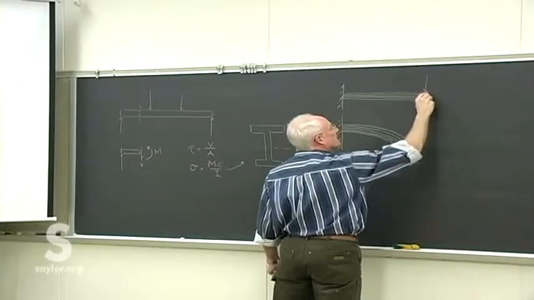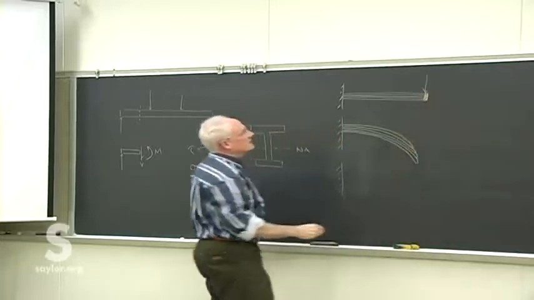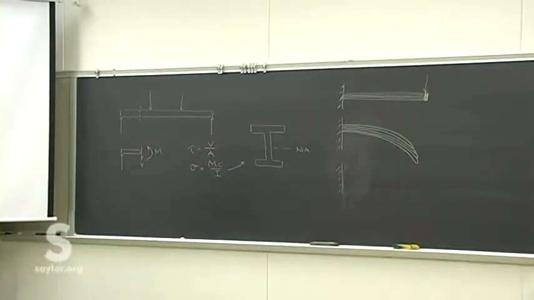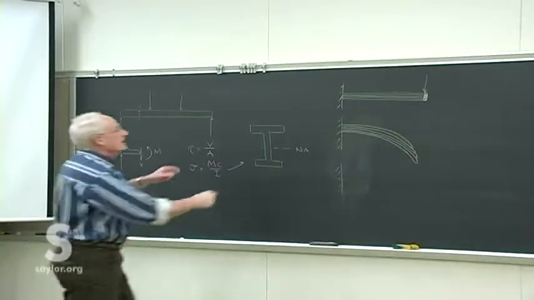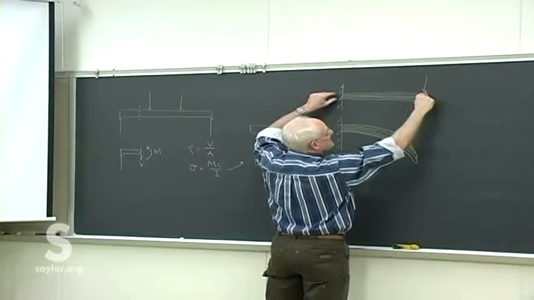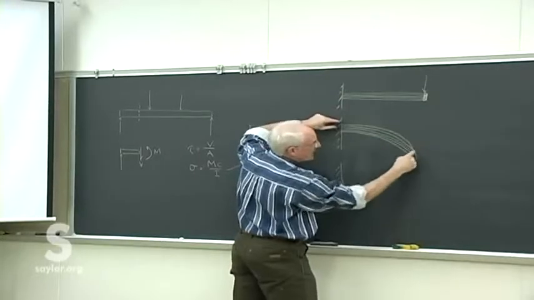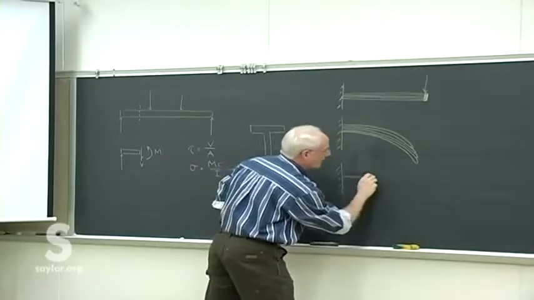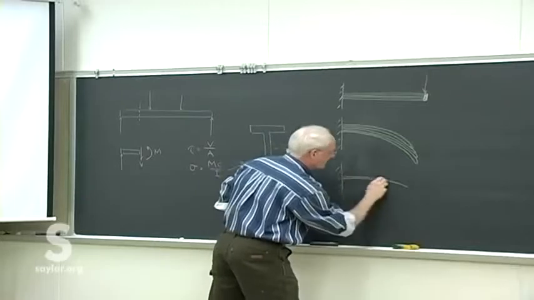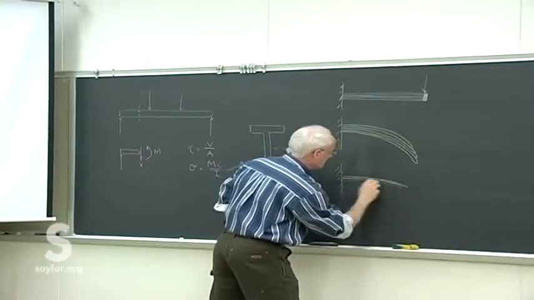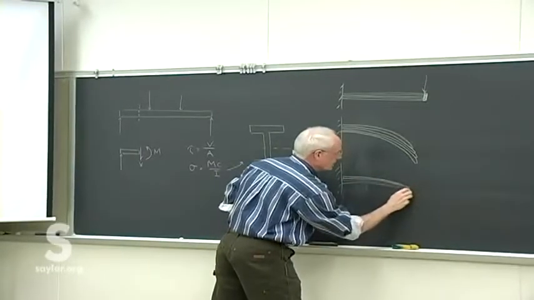Imagine we put some kind of, I don't know what to call it, some kind of thing there, that's a good word, thing, some kind of thing there that keeps the sheets from slipping past each other as happened here. When that happens, we get a very much better resistance to the bending.